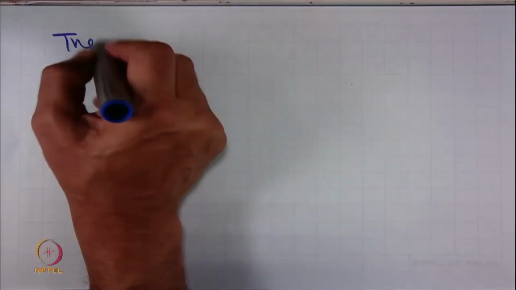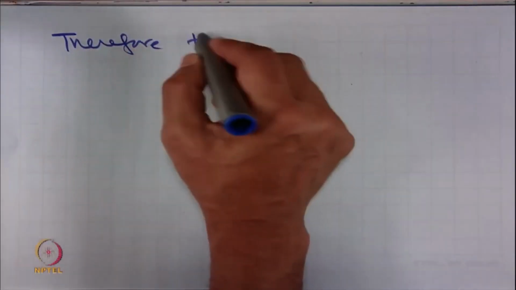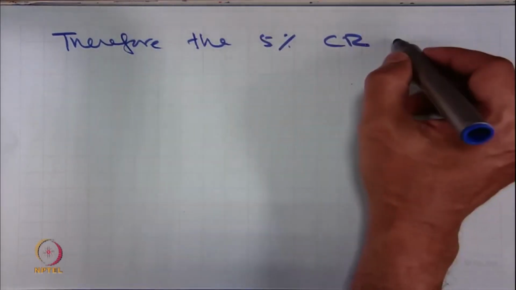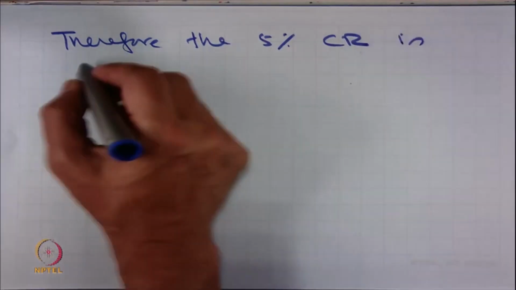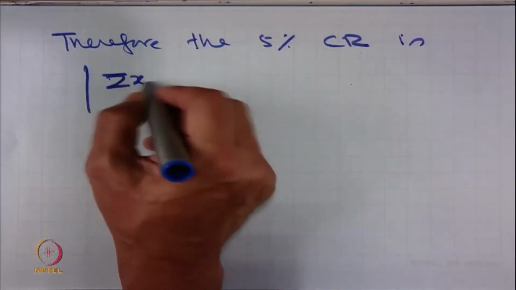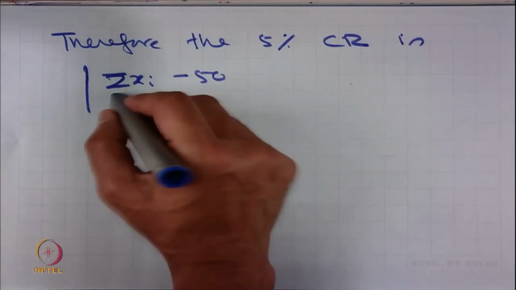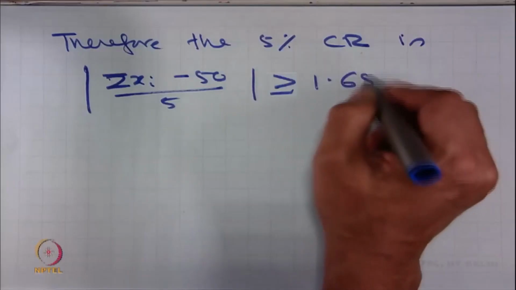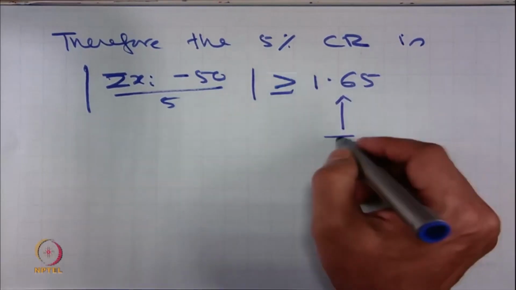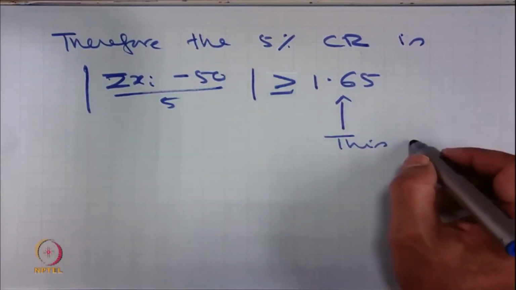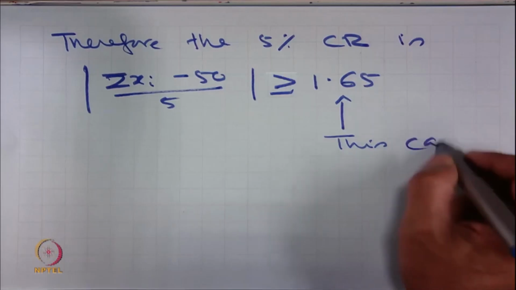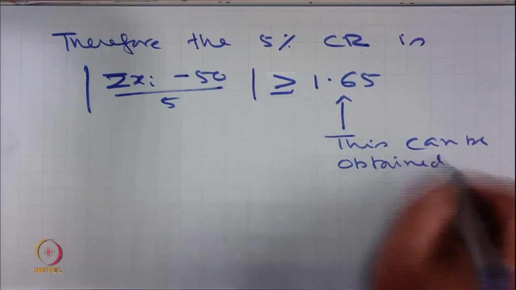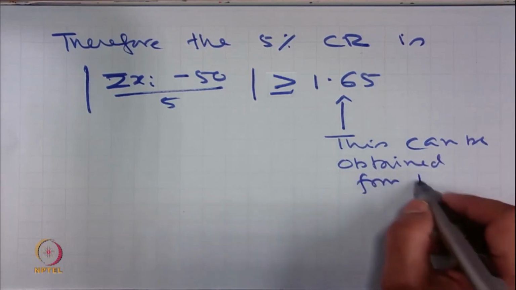Therefore, the 5% critical region is modulus of (sigma xi minus 50) upon 5 is greater than or equal to 1.65. This can be obtained from the normal table.